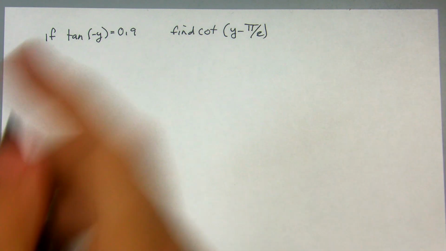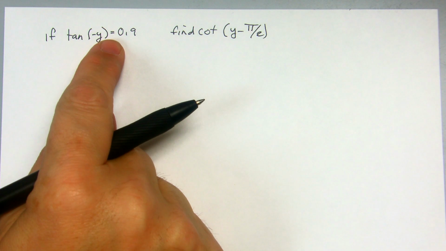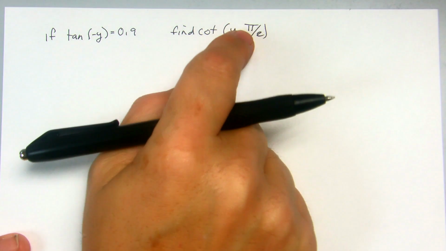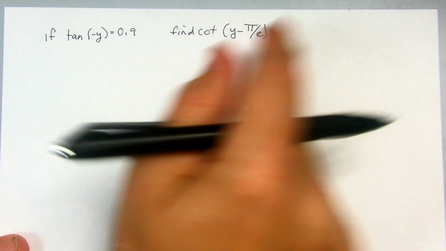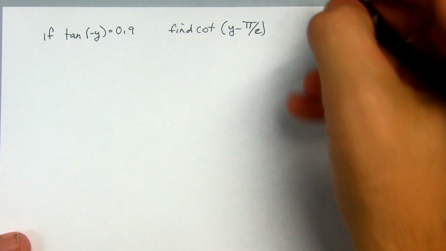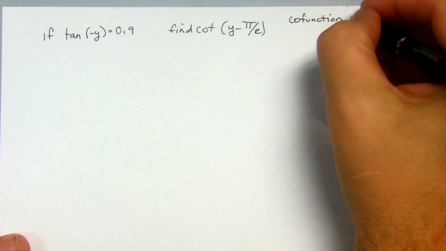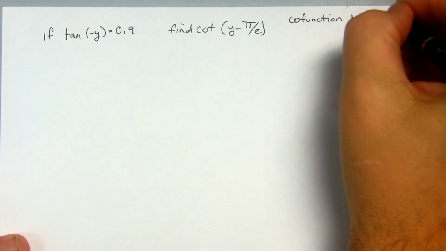So, here's the situation. The tangent of the opposite of y is equal to 0.9. Find the cotangent of y minus pi over 2. I see this. I see the pi over 2, and you're subtracting stuff, and instantly that tells me it's a cofunction identity that we need to use.